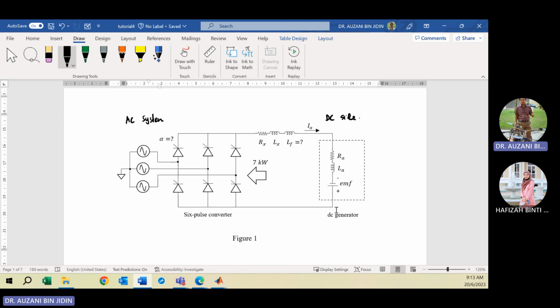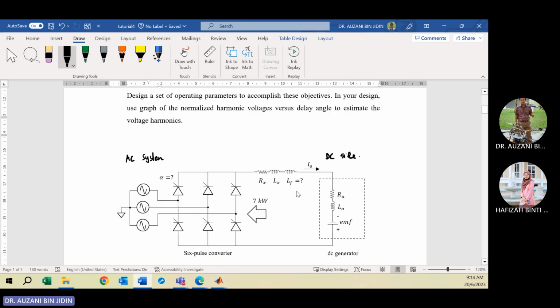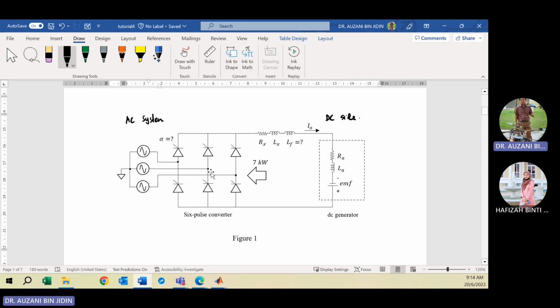Okay, so the objective is to transmit the power from the DC side to the AC side by 7 kilowatt. Before this, we discussed an exercise where the DC source was a solar cell or solar panel. But in this case, the voltage is produced from the DC generator. So you need to calculate the required speed in order to produce the desired voltage to transmit 7 kilowatt to the AC system. Okay, so this is the three-phase, 6-pulse converter, which means it consists of 6 thyristors or SCRs.